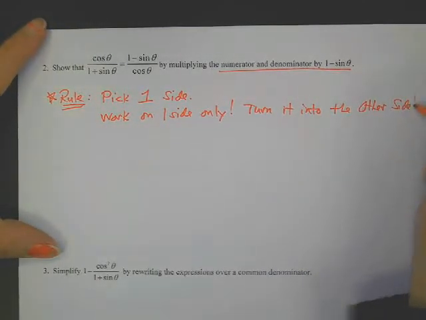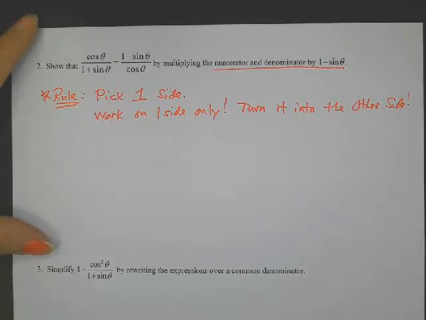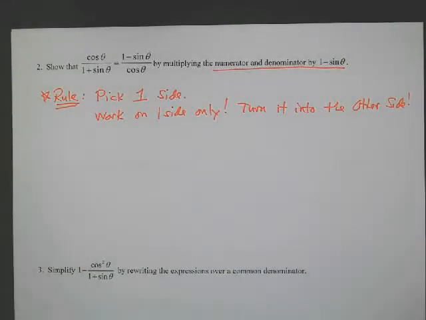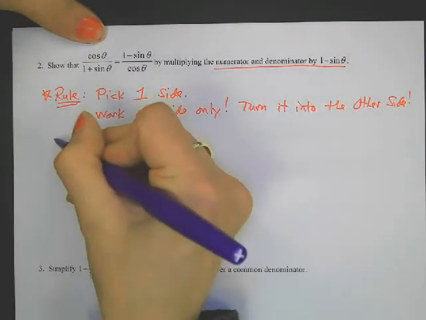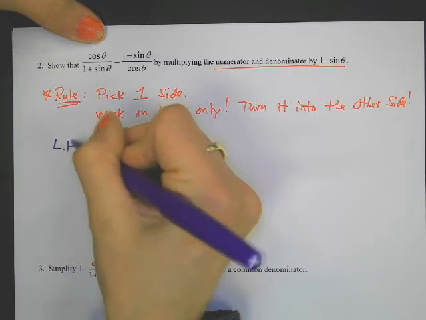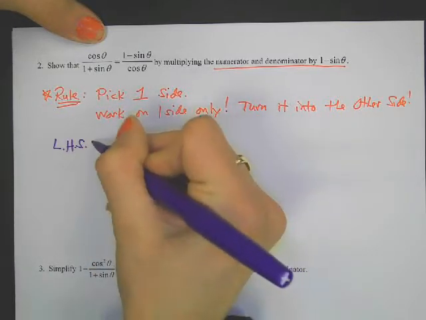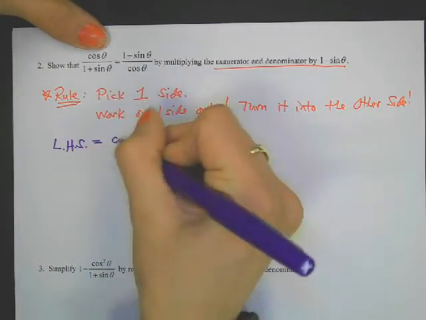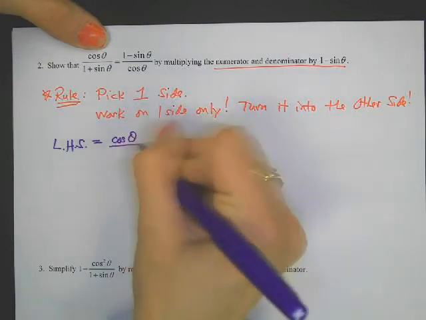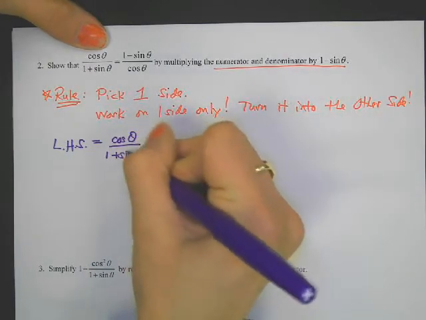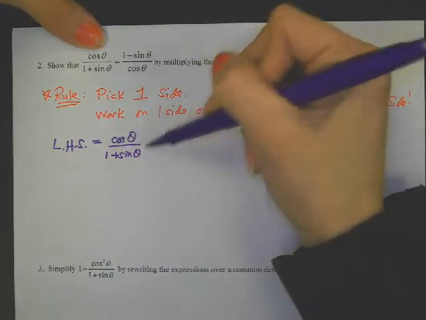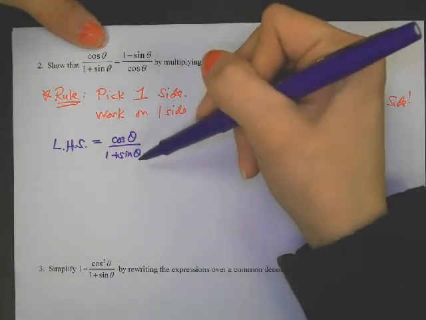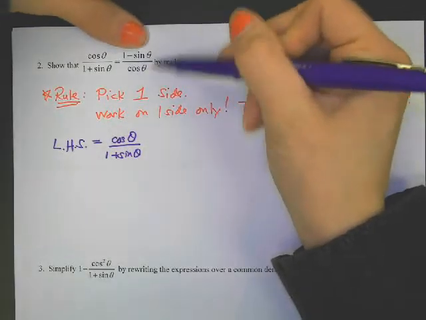So you don't work on the left, work on the right. You pick one side. And what you do is you tell people what you're picking. For example, I am going to pick this left-hand side right here. So I'm going to say left-hand side. The left-hand side is cosine of theta divided by 1 plus sine of theta. And my job is to work on this, do stuff until it turns into that.